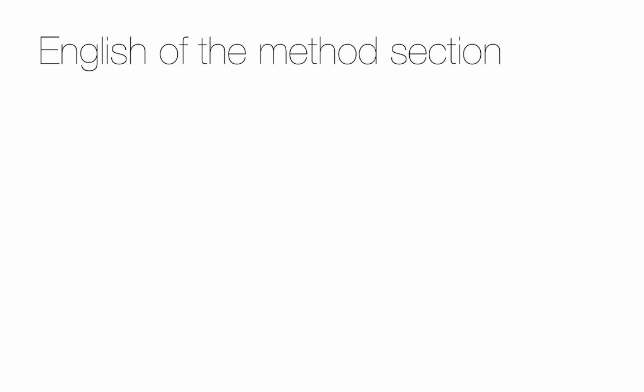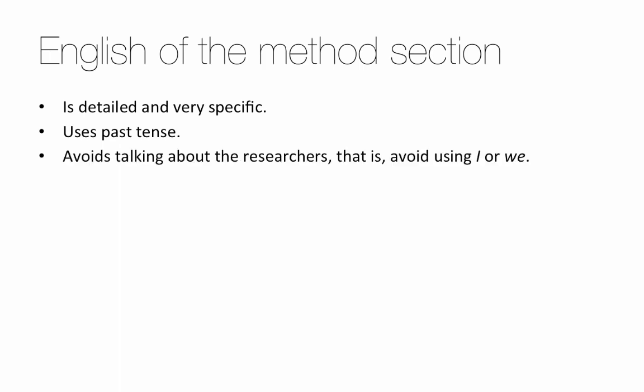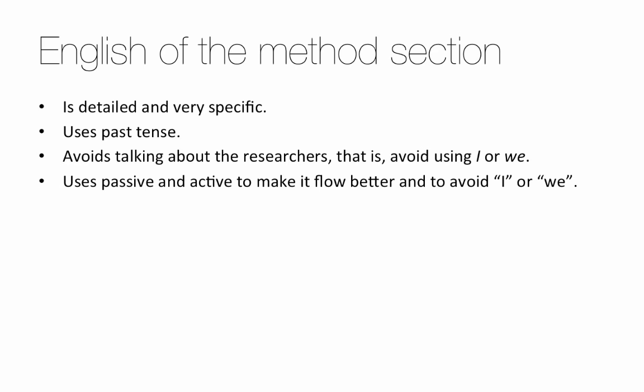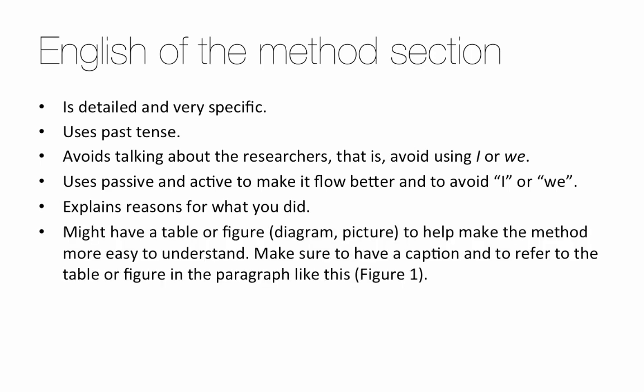Okay, so just to review, the method section tends to be detailed and specific, uses past tense, avoids talking about the researchers, avoids using I or we, uses passive and active to make it flow better and to avoid I and we, and explains the reasons for what you did. Also, you might have a table or a figure to help make the method easier to understand. But if you do, make sure to have a caption and to refer to the table or figure in the paragraph like this with the figure 1. Okay, right here, figure 1.